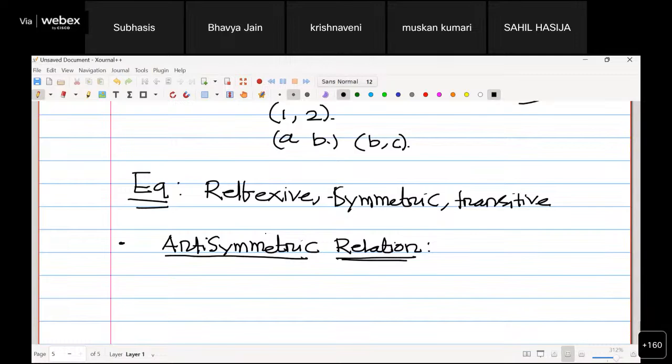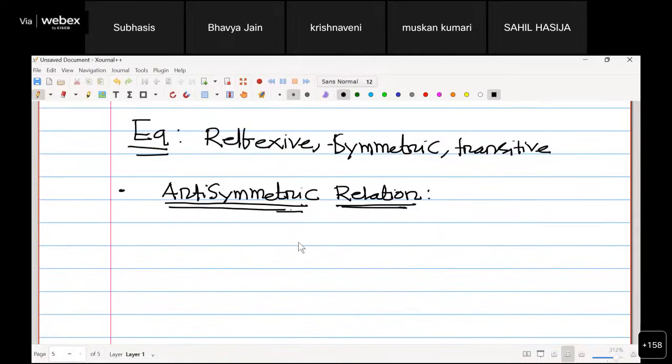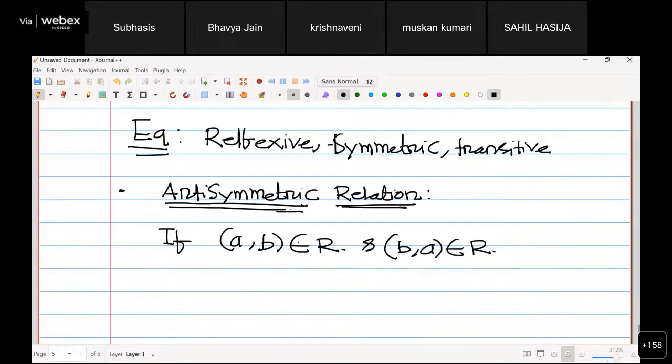So Sir, anti-symmetry is the reverse of the symmetric. I think so. Yeah, kind of. So the anti-symmetry relation says, what is the definition? It's basically saying if (A, B) is in R, and (B, A) is in R, this should imply that A equals B.